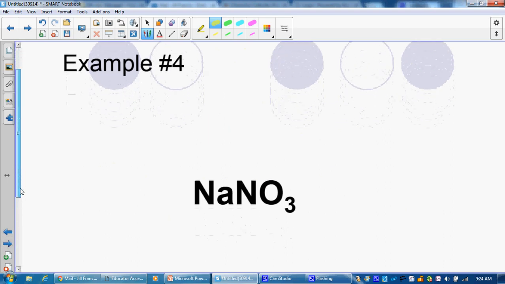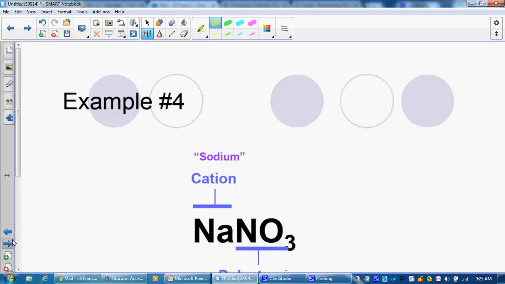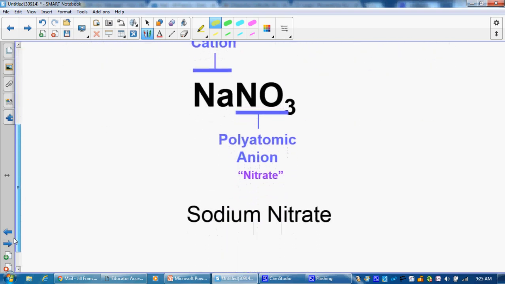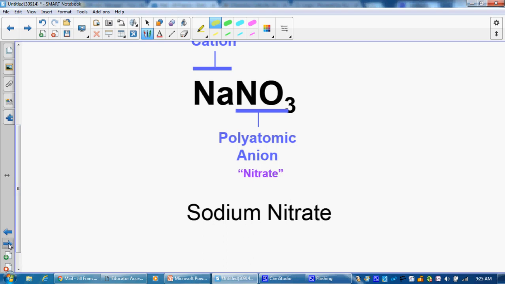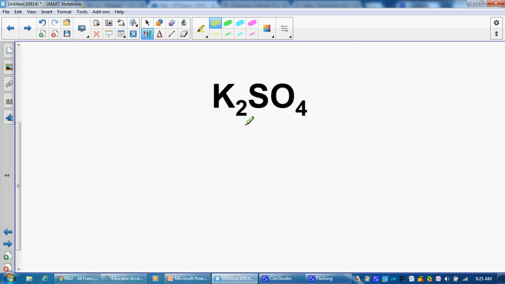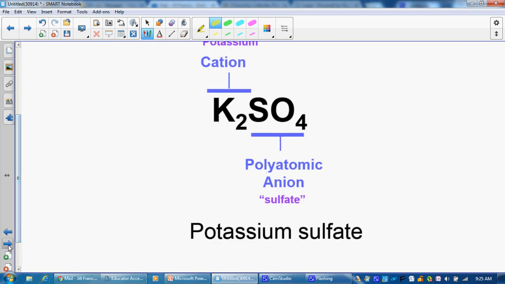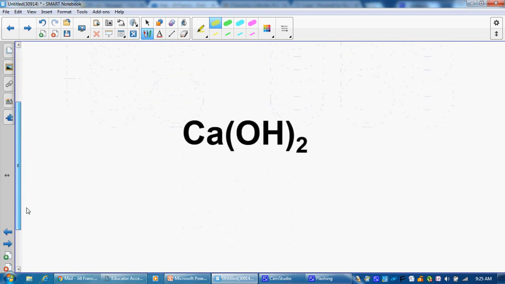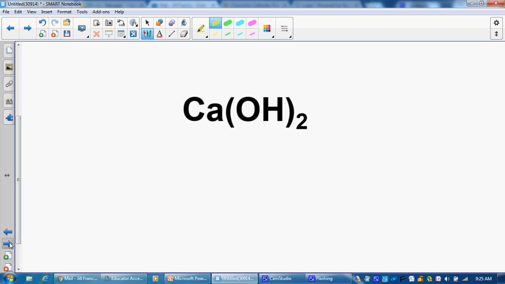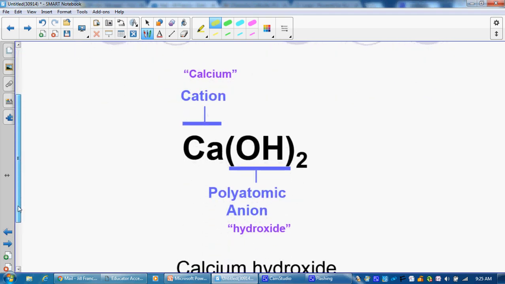So here's our first example. Write your answer down. In this one, you would write sodium, look up your polyatomic ion, and it would be nitrate. Second example, write down potassium, and then look up your polyatomic ion, and this is sulfate. So a lot of these you're just going to have to look up because you don't know the names of them. Calcium, and then OH is hydroxide.